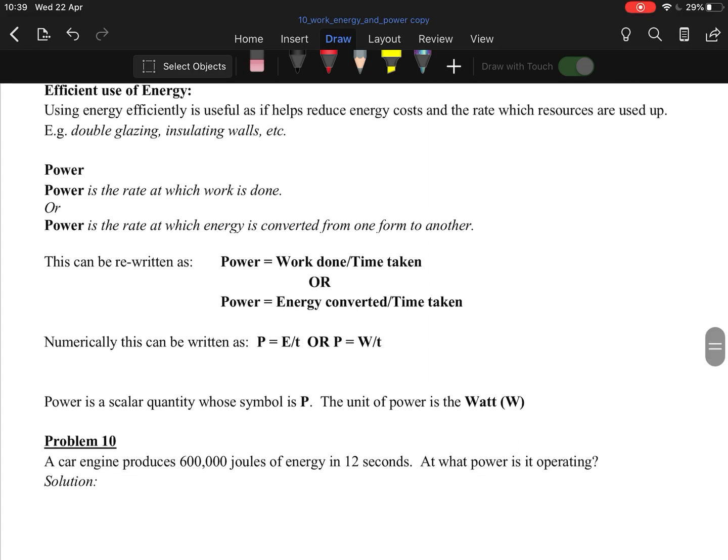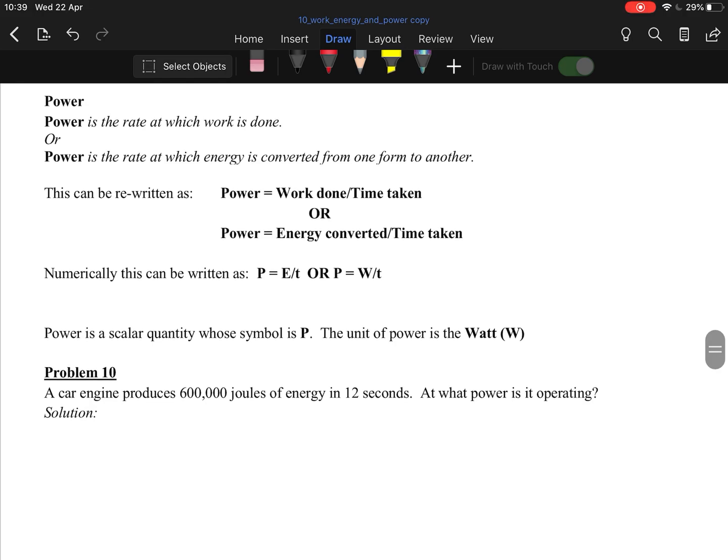Renewable, non-renewable, I don't really think I need to go through that. You should know that from junior cert, basically.